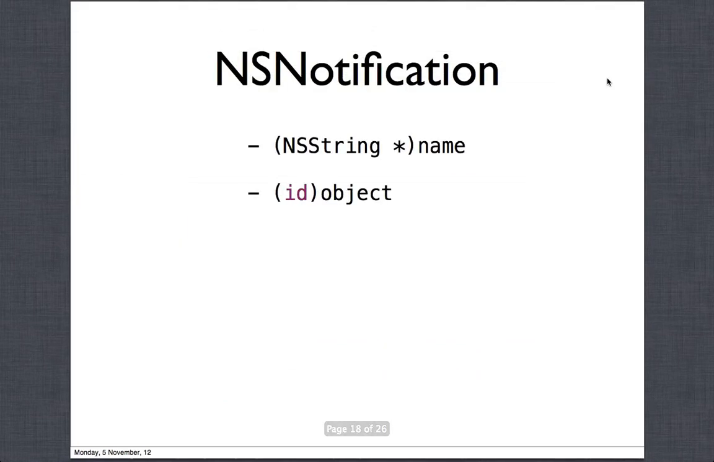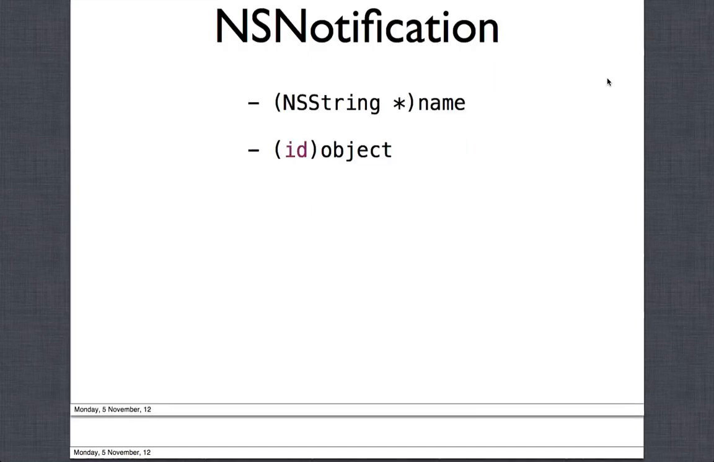So NSNotification is the class that we're going to use to post notifications, and it's really simple. It has the name, which is just an NSString. This is the name of the notification. And it has a pointer to an object. If you compare notifications with letters, then the object is kind of the return address. This is the address of the object that posted that notification.